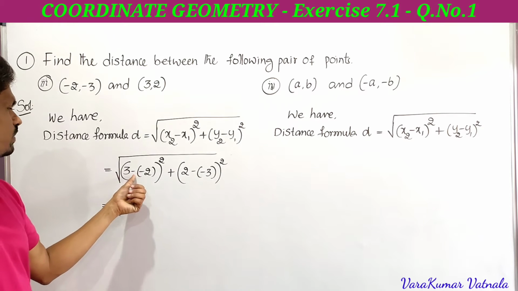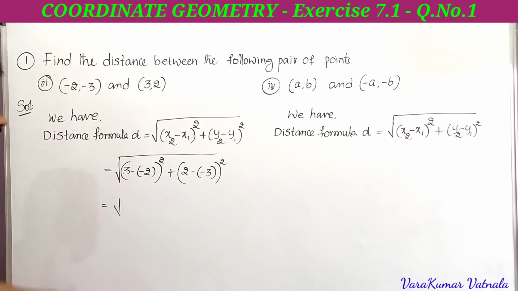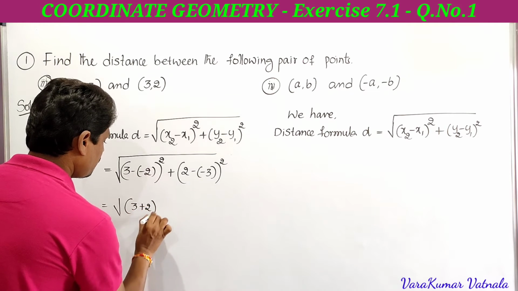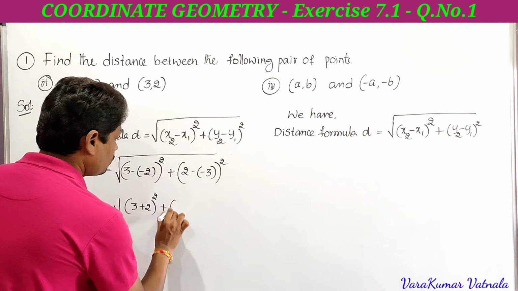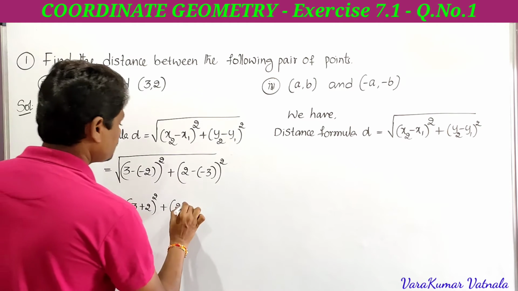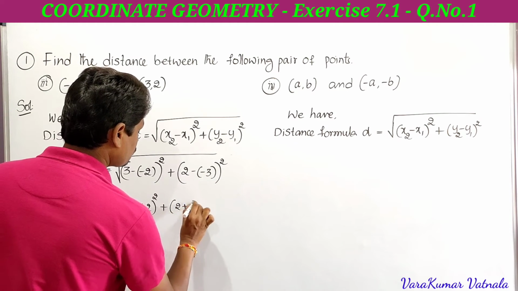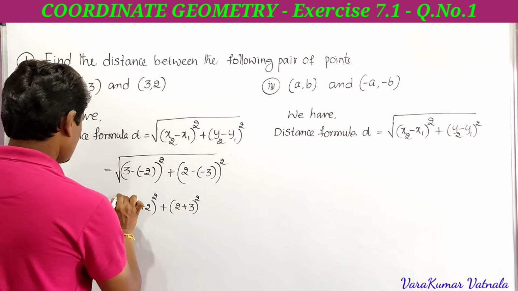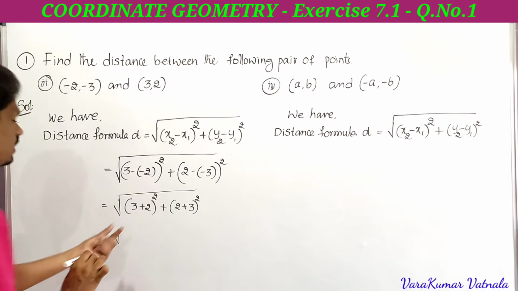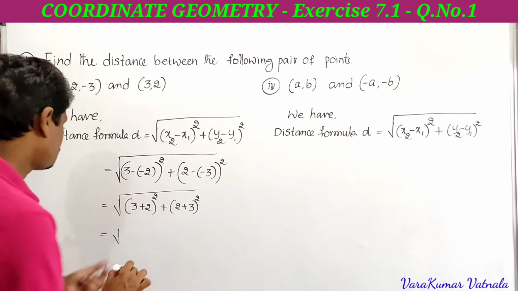3 minus into minus becomes plus, so 3 plus 2 whole square, plus 2 minus of minus 3, which is plus, so 2 plus 3 whole square. Now we simplify further. 3 plus 2 is 5, 5 square is 25.